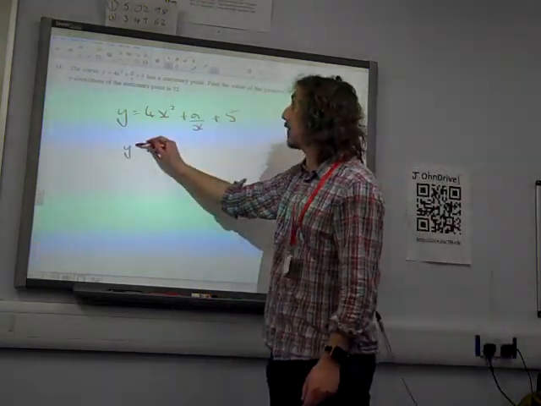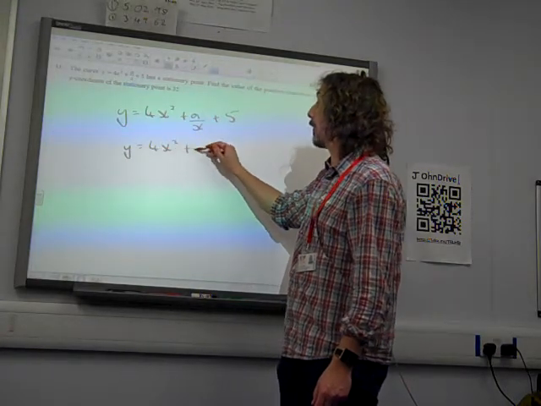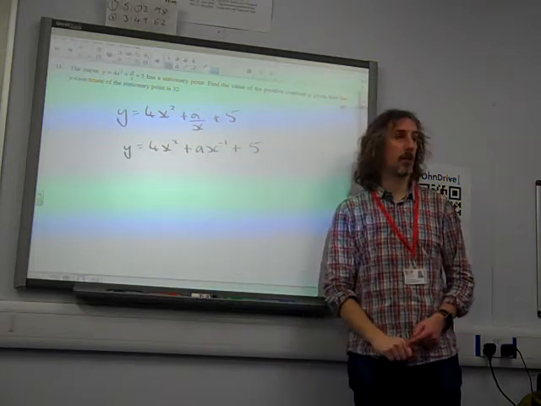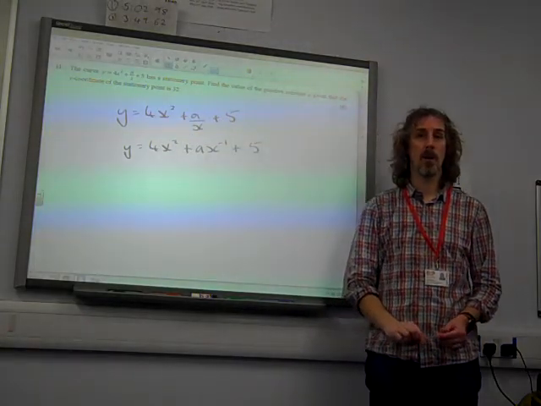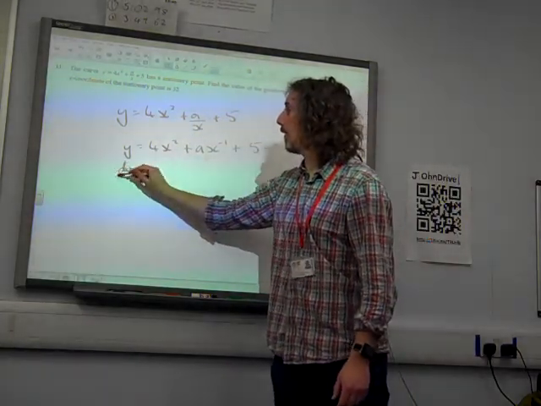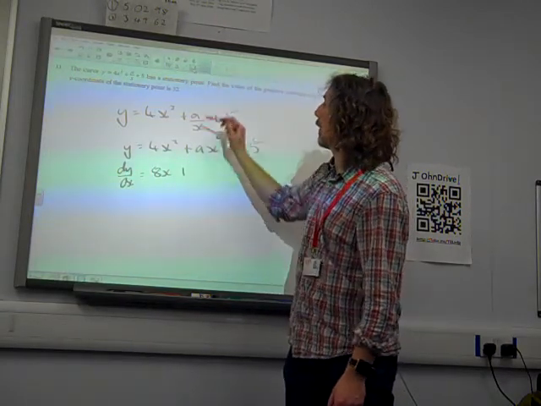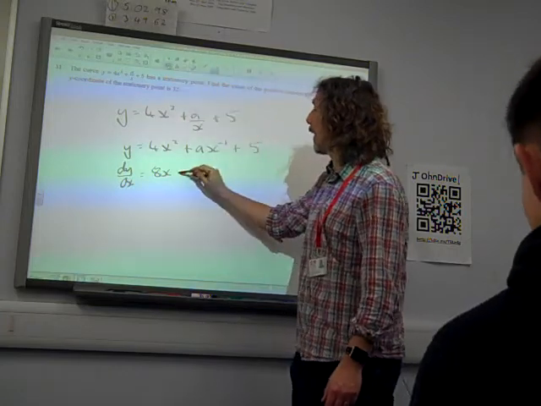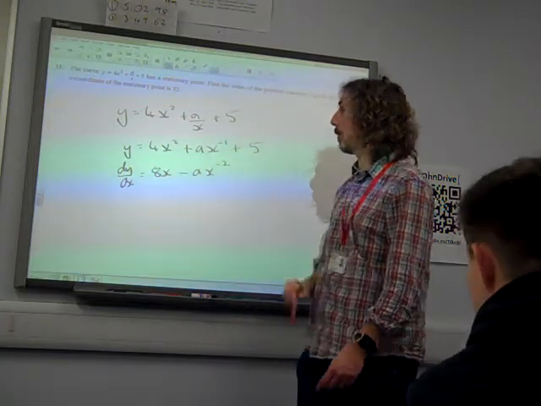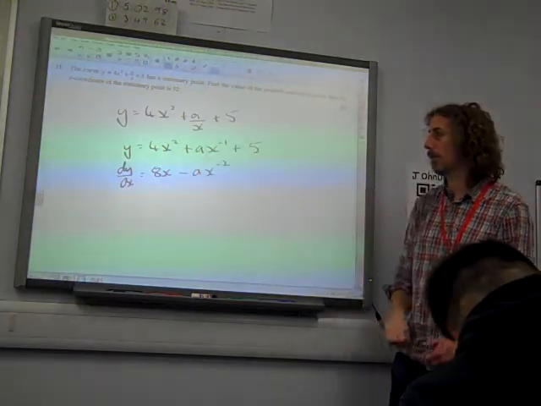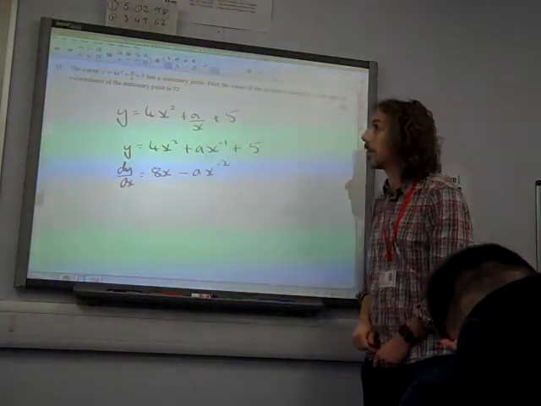To find dy by dx, we need it all on one line, so your first move has got to be to write the a over x as ax to the minus 1. Now we can differentiate: 8x minus ax to the minus 2, because if you differentiate x to the minus 1, you get minus 1x to the minus 2. So there's dy by dx.